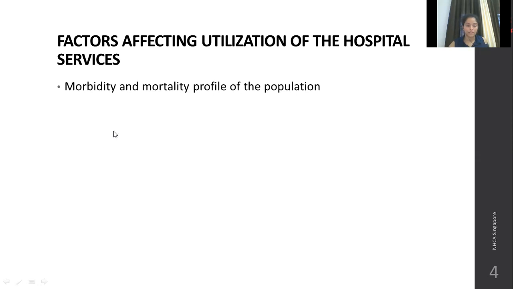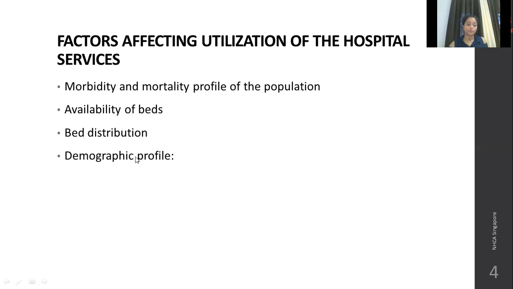So, for example, availability of beds. How many beds do you have already in your township? How many large-scale hospitals are there? How many small-scale hospitals are there? Bed distribution: how many beds will be distributed for ortho patients? How many will be there for medical patients, for surgical patients, and so on.